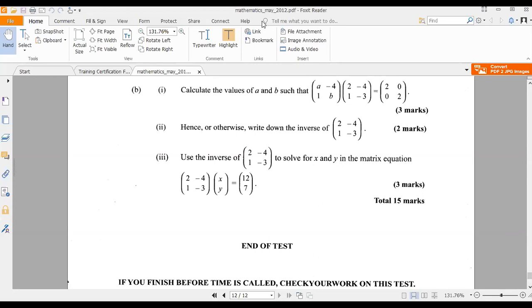Anyone want to tell me what we will do? We have the matrix [A, -4; 1, B] times [2, -4; 1, 3] equal to [2, 0; 0, 2]. I want to find this, right? What will I do?